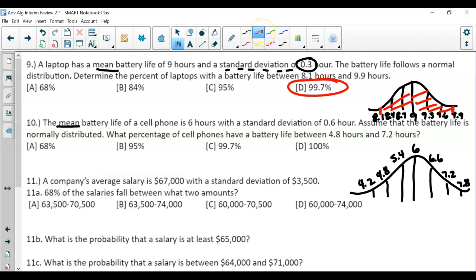So now, what is the percentage of cell phones that have a battery life of 4.8 to 7.2? So notice how now we're 2 below and 2 above, which represents 95% of the data.